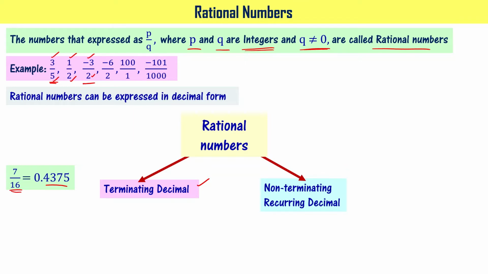Please note this. 17 by 5 is 3.4. This is also called a terminating decimal because after 4 there is no other number appearing here, right? And 3.4 is exactly equal to 17 by 5. 1 by 2 is equal to 0.5. That is also called a terminating decimal, right?